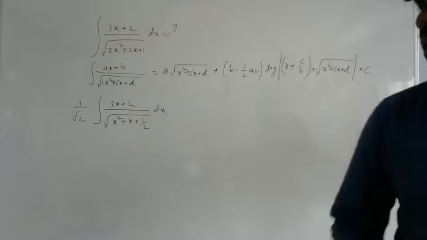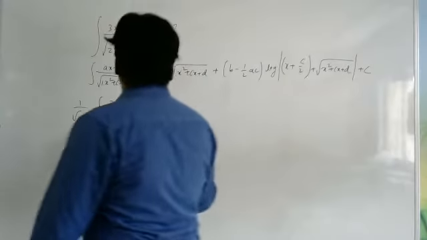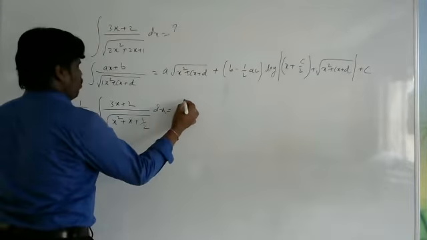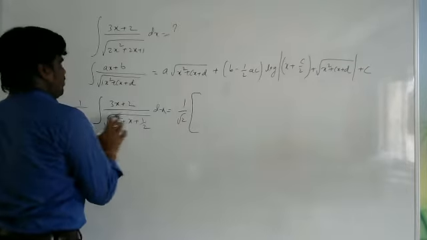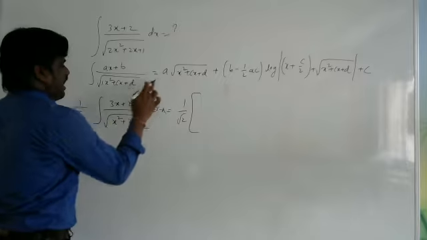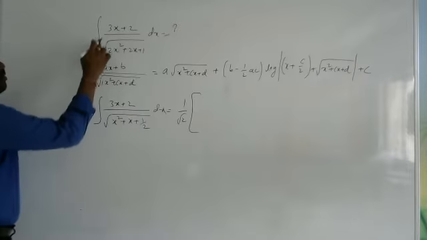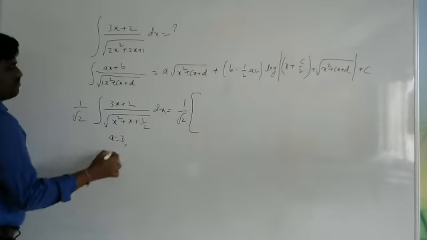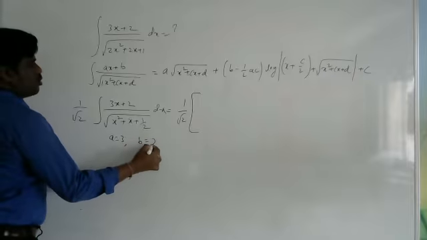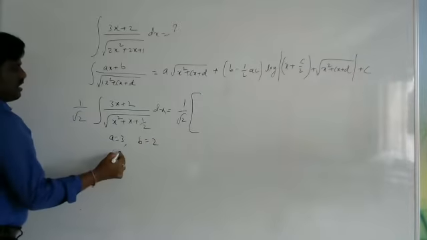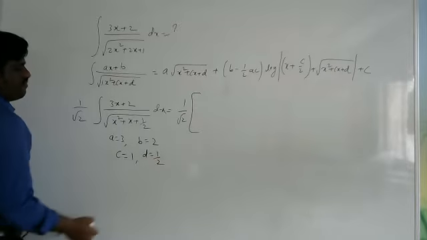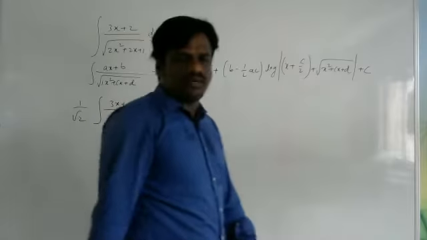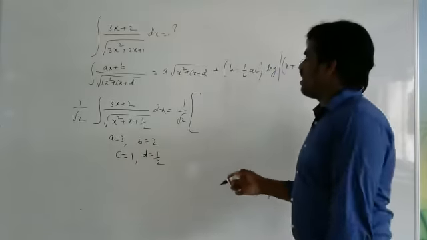So now apply the formula and say the answer. Means I can get here this is equal to 1 by root 2. According to the formula, compare both: A is equal to 3, B is equal to 2, C is equal to 1, D is equal to half. Now substitute in this.